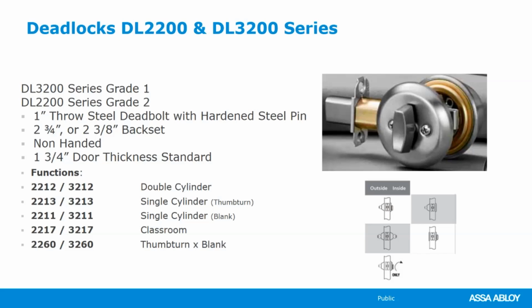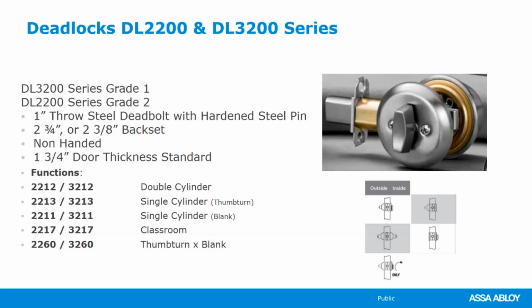And we're going to talk about the functions that are available. We show you the picture of the functions in the bottom right, and let's discuss the functions themselves. We offer a double cylinder, which has a key on the outside, a key on the inside. Both of them project and retract the bolt. We have a single cylinder with a thumb turn on the inside, where the key on the outside projects and retracts. The thumb turn on the inside projects and retracts.